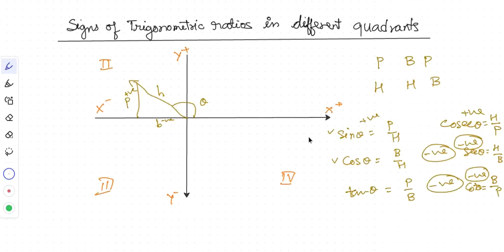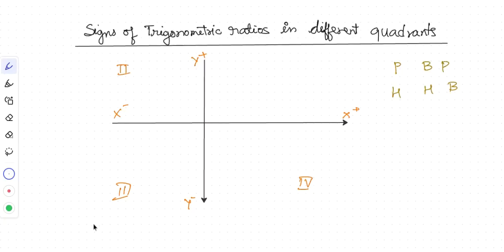Let us move on to the third quadrant. Let us draw an angle theta in the third quadrant with the positive x-axis. So this is theta, and let us draw the perpendicular. So in this case, the base is this, which is negative.